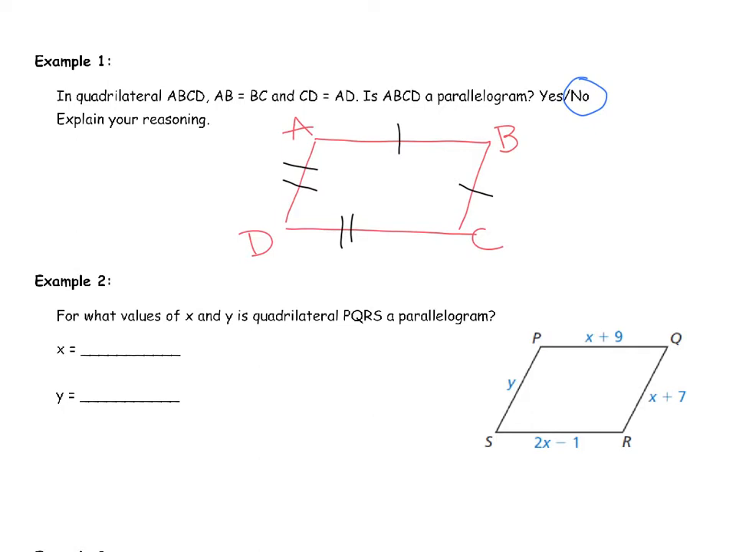Why? Because opposite sides are not congruent. This description is actually a description of a kite, but that's a different quadrilateral that we'll learn about later on. So moving on to example 2.